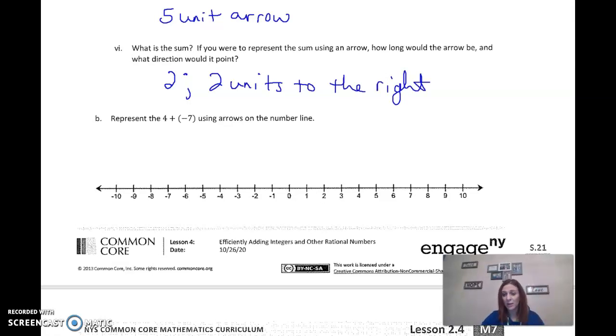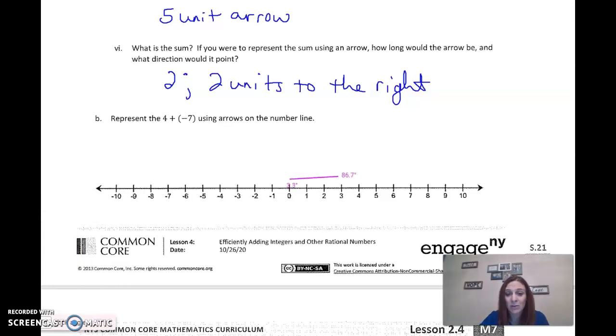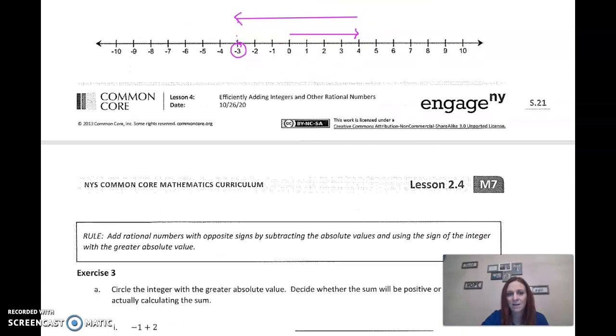All right, so let's try this again, see if we can come up with a theme. Represent 4 plus -7. So I start by going from 0 to 4. And then I'm at the 4. The second one tells me I'm going to move 7 units, and since it's negative, to the left. So from the 4, I'm going to go 1, 2, 3, 4, 5, 6, 7. Again, you can use that bump method. And notice that we end up at -3.